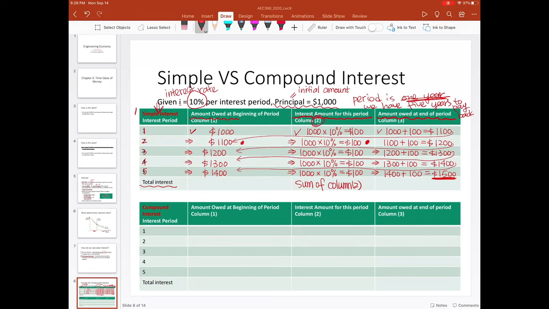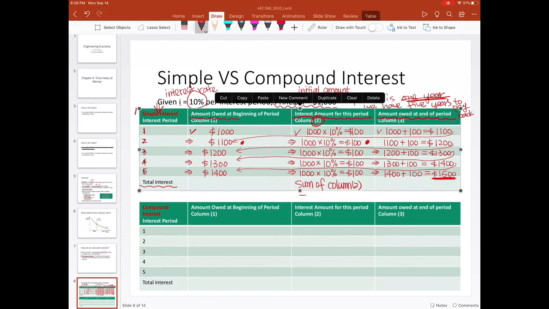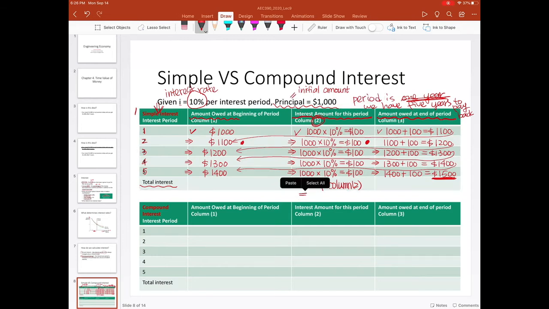We call this column 2, okay? So it's easy to calculate. It's 100 times 5. So it's $500. That's your total interest. Okay? All right, so that's based on the simple interest.